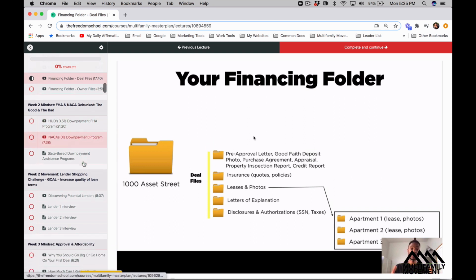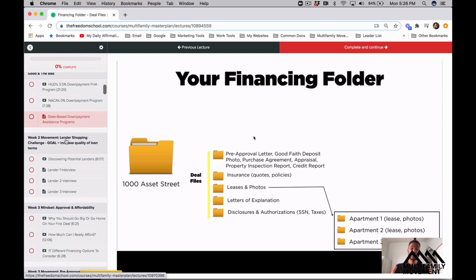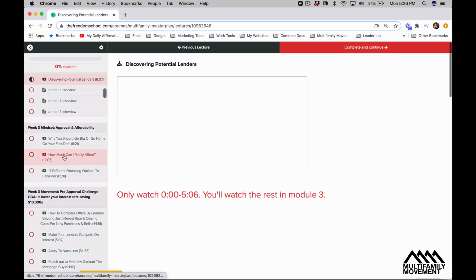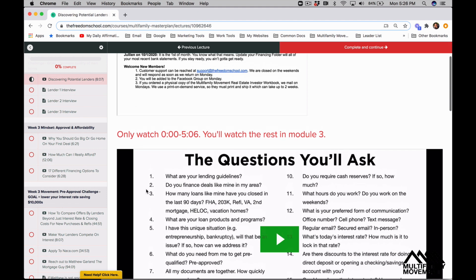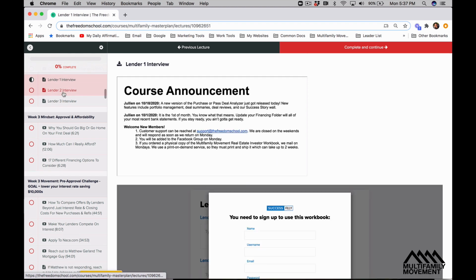Then we're going to go into week 2, which is FHA and NACA debunked, the good and the bad. I'm going to tell you what's good about FHA and NACA, what's bad about them, and your other financing options that you have available to you. From there, we start doing our lender interviews. I talk to you about how to discover different lenders, and some questions to ask them as you interview them. And then we go into our lender interviews 1, 2, and 3.